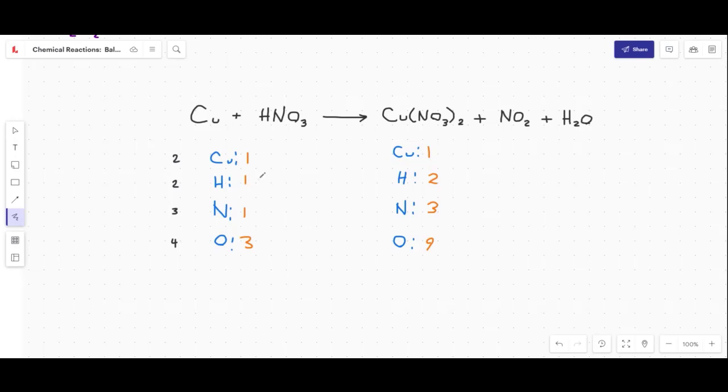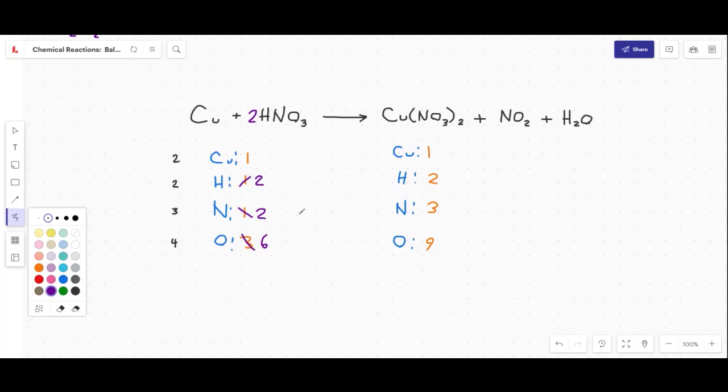Okay, so let's balance hydrogen. What am I going to do first to try to balance this? Multiply nitric acid by 2. Yep, that's nitric acid. I'll go ahead and multiply that by 2. That's going to multiply each one of these. It's going to give me 2 hydrogens, 2 nitrogens, and 6 oxygens.